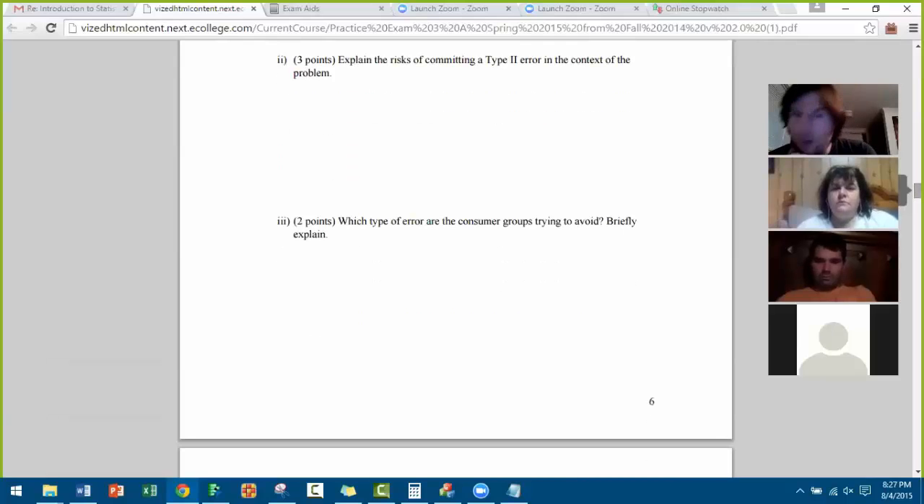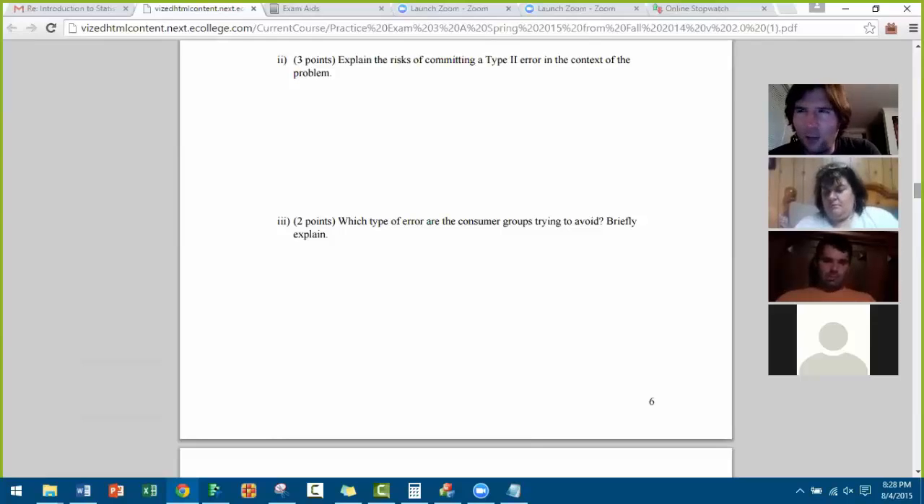A consumer group that is trying to protect consumers will be more concerned about a type 1 error where we say the drug is safe. Remember, a false positive is we have evidence it's safe. So the consumer group would be very concerned about putting an unsafe drug on the market.